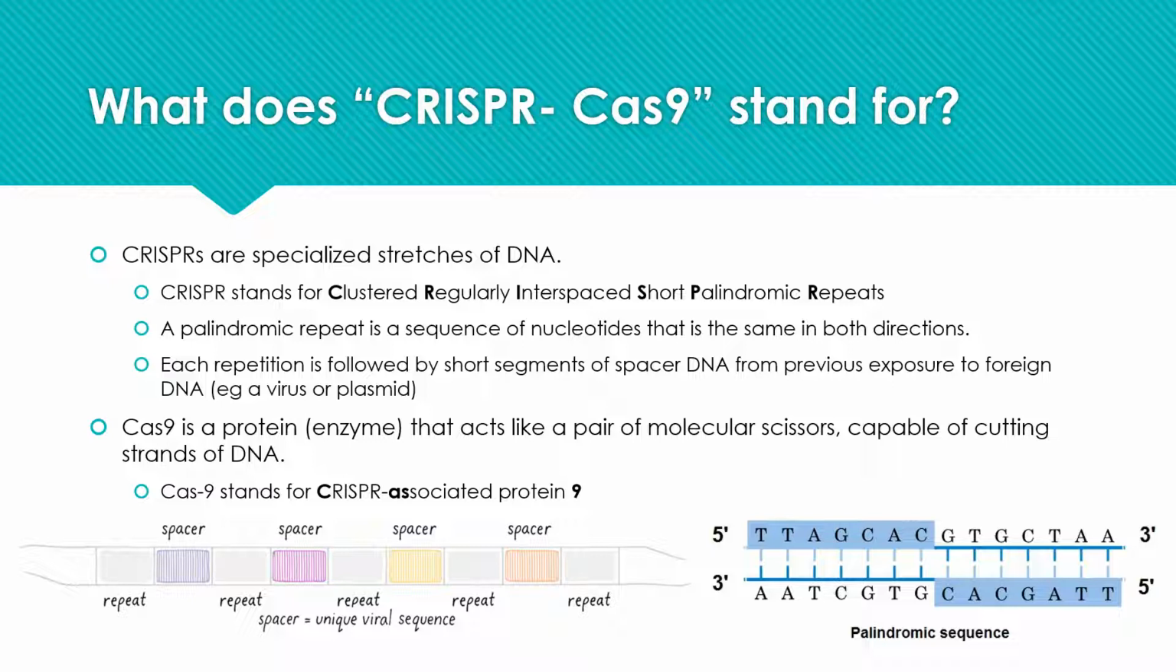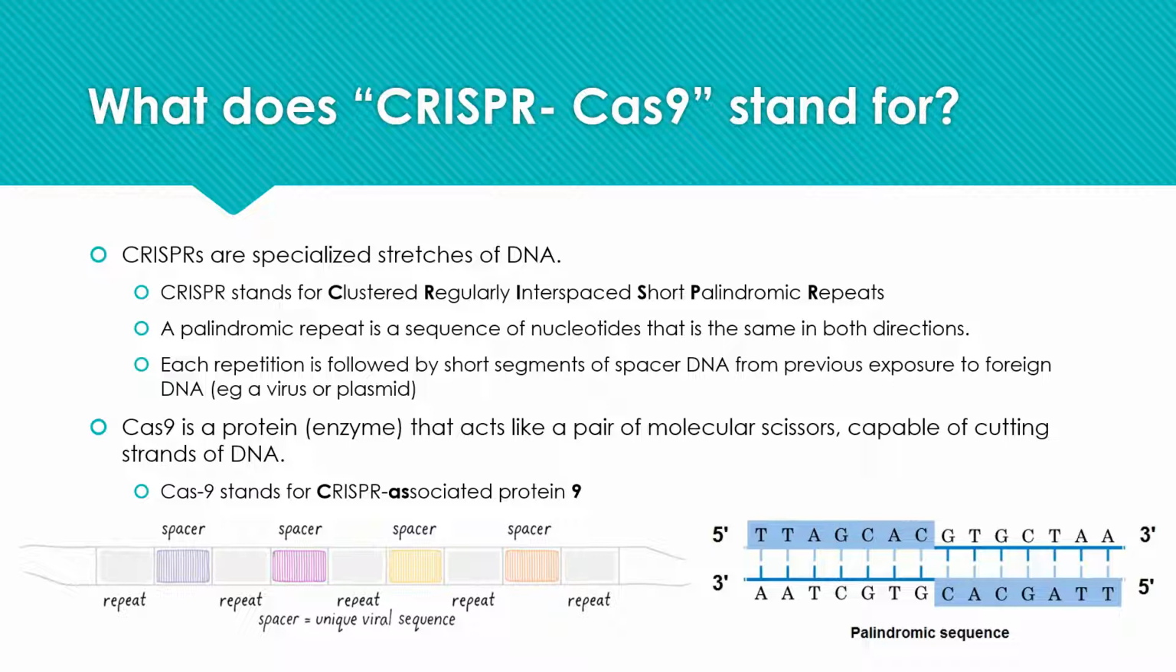And short means they're not particularly long palindromes. And so clustered means they're grouped, and they're regularly interspaced. There's regular things spacing them. Short, they're not very long. Palindromic, so they're a palindrome, repeats. There's a repeat in there, something's being repeated. And you can see down the bottom, I've got a diagram sort of showing what a CRISPR looks like. It's this stretch of DNA, and it goes repeat spacer, repeat spacer, repeat spacer, repeat spacer, repeat. And the spacers are those unique viral sequences that they've gotten from their first attacks.